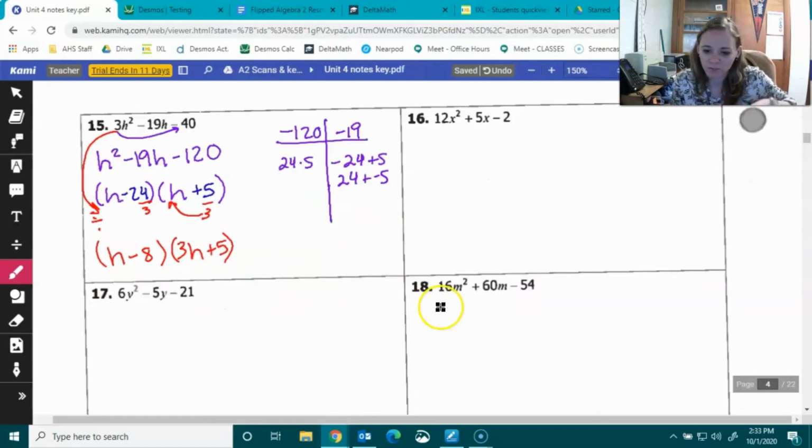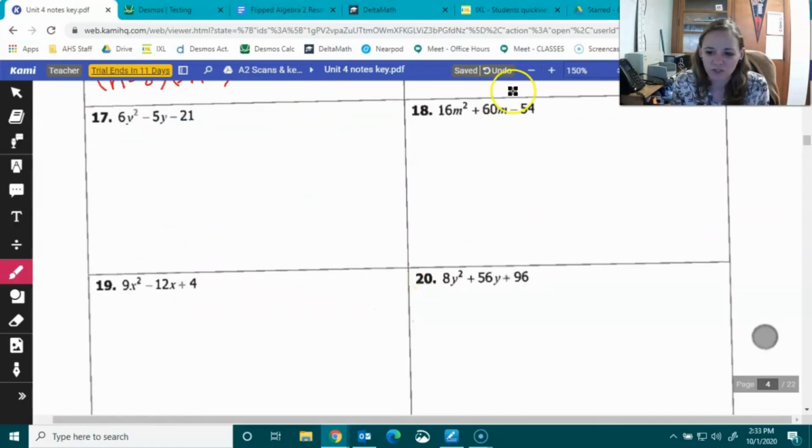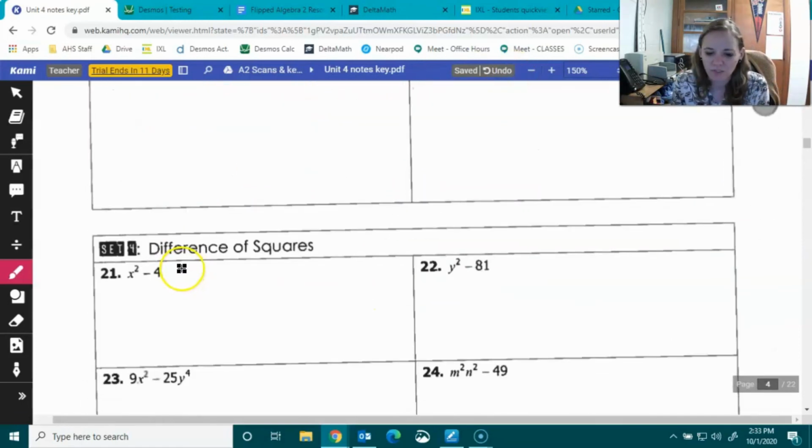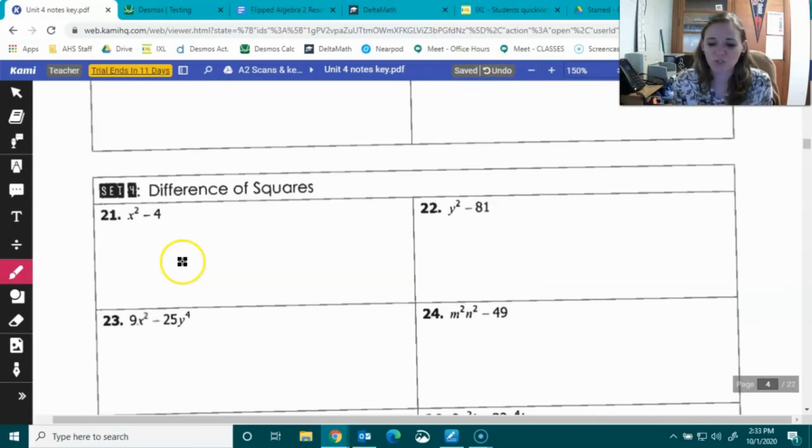I'm not worried about these other ones because they have coefficients that are not prime, and I don't want to do too much of this quite yet. We'll just practice that for now.